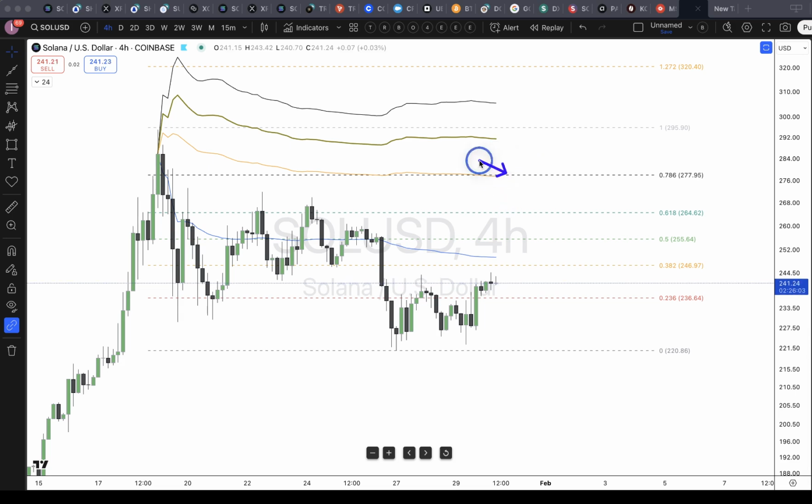So this is a nice little level right here where if you're playing the game of probabilities, you can take some money off the table and lock in some profits and then buy back in when price resumes, finds a level, and resumes back to the upside. But the last thing I'll say is, remember, you've got these guys that are going to act as overhead resistance.